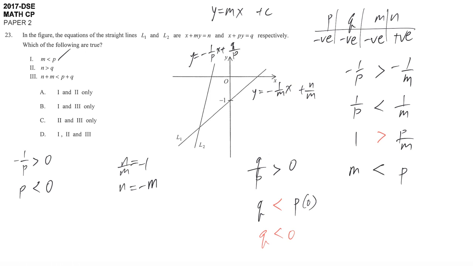The second statement, compare N with Q. We already found out Q is negative, while N is positive. So of course N positive is larger than negative value. So the second statement is also correct.